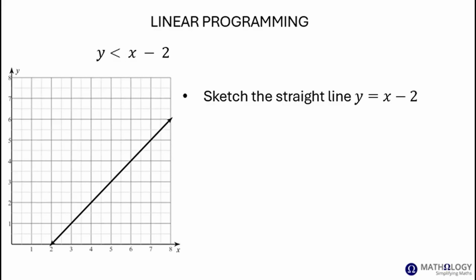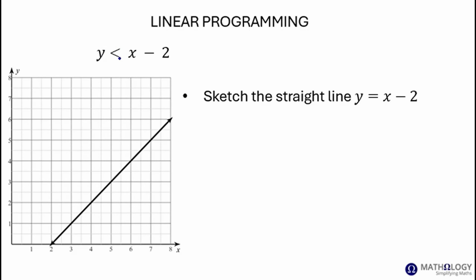To represent the inequality or constraint y is less than x minus 2, we are going to sketch the straight line y equals x minus 2. Again, we use the dual intercept method. We find the x-intercept and the y-intercept, plot those 2 points, and draw a straight line through them. Now, the inequality sign is less than. Y is less than x minus 2.